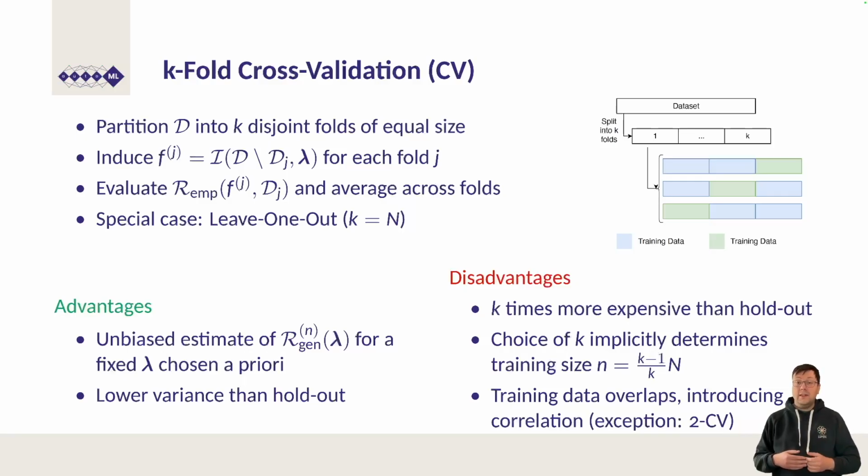Second, k implicitly also determines the training size, so choosing k is not just a computational decision. And third, and more subtly, the k training sets overlap heavily, introducing correlation between fold estimates. This limits the variance reduction achieved by averaging and means that the k estimates cannot be treated as independent, which matters when applying statistical tests, for example. The one exception is two-fold cross-validation, where the two training sets are fully complementary and share no data at all.